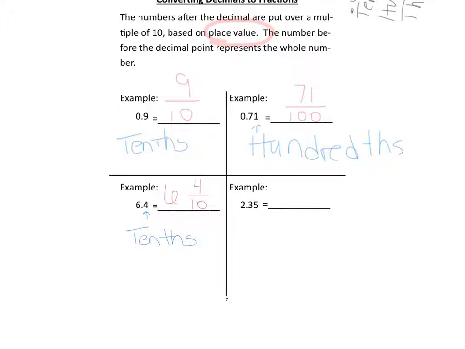For the last one, 2.35, the 5 is in the hundredths spot. So that means that 100 is your denominator. Everything to the right of the decimal is what goes on top, so that'd be 35. And then the whole number stays the whole number, so you get 2 and 35 over 100. Again, if you're dying to simplify it, go ahead, but you do not have to.